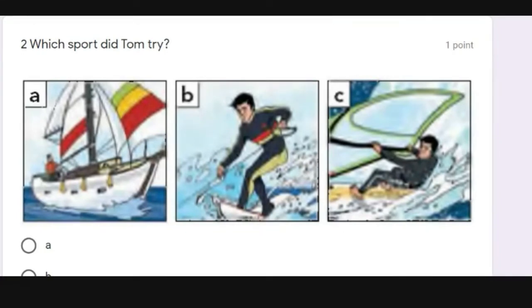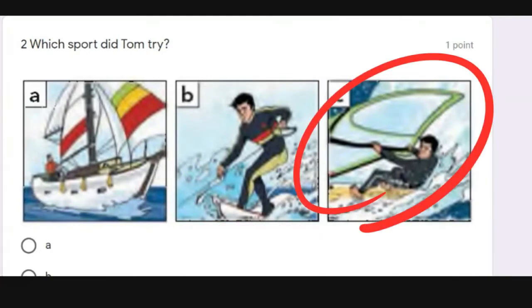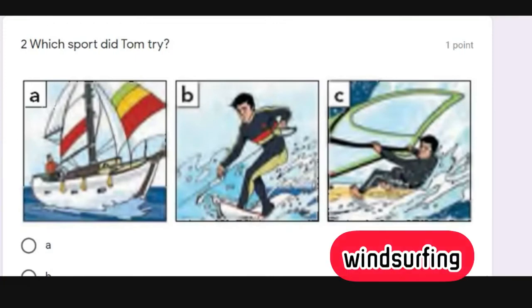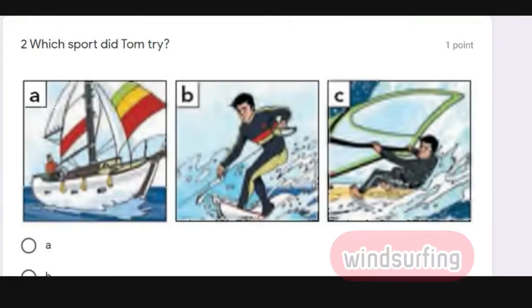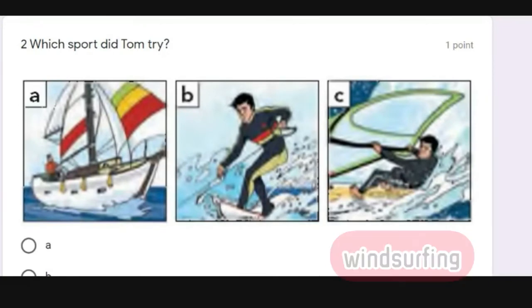Oh yes, Puvan says sailing. A is sailing. Yes, water skiing. What about C? What is that? Surfing, yes, correct. Or you can call it windsurfing because you need the wind to help you to move. All right, so now let's listen.